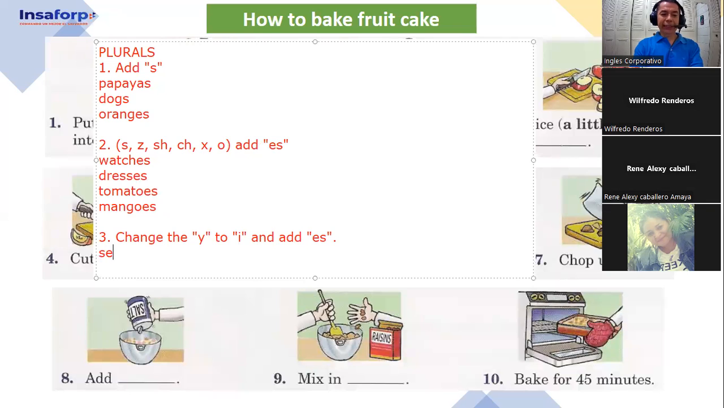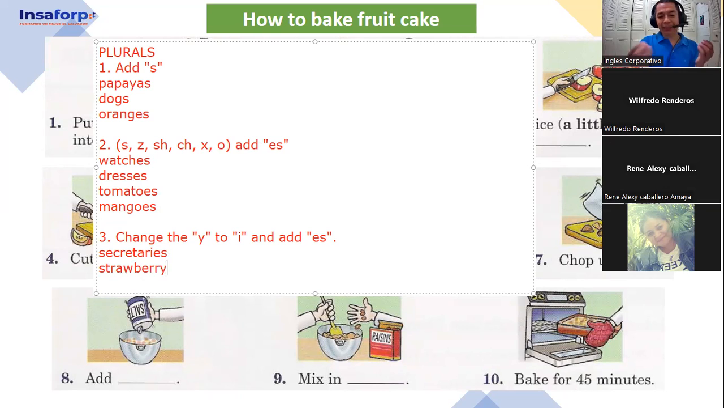Ok. For example, secretary. Secretary, right? What do you do? You change the Y to I. And then you add ES. Secretary. Ok. Other example is strawberry. Strawberry. Berry, you know, baya. Baya es berry, las bayas, las que se encuentran en los arbustos, you know? Por eso se llaman bayas, berry. Están las blackberry, las strawberry, las, bueno, todas las berries. Strawberry. What do you do? La fresa, o sea, no. Okay, you change the Y to I, and then you add ES. Strawberries. Strawberry singular, strawberries in plural, right?